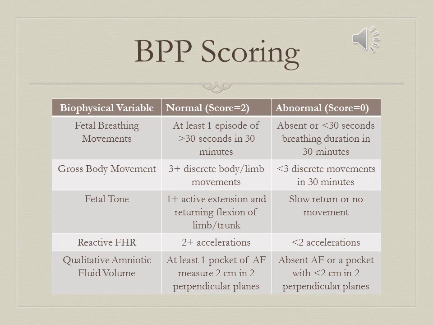A normal BPP score is going to be 8 to 10. Okay? The fetal breathing movements, tone, fetal movement, and fetal heart rate reactivity, all of those together reflect the current central nervous system status of the fetus. Your amniotic fluid volume reflects placental perfusion.